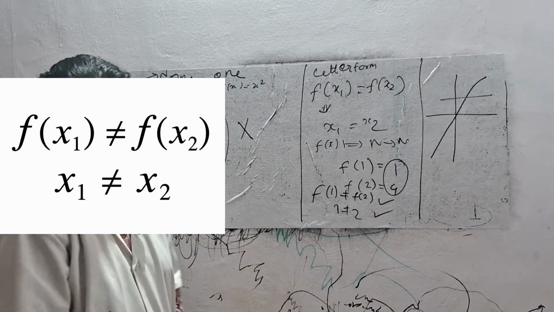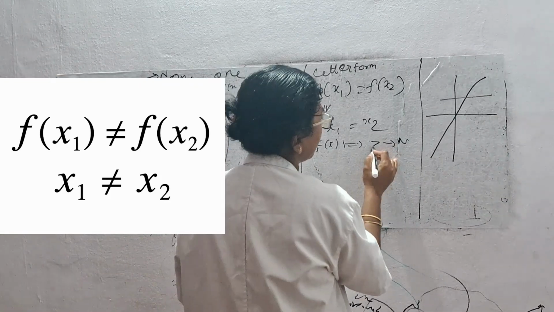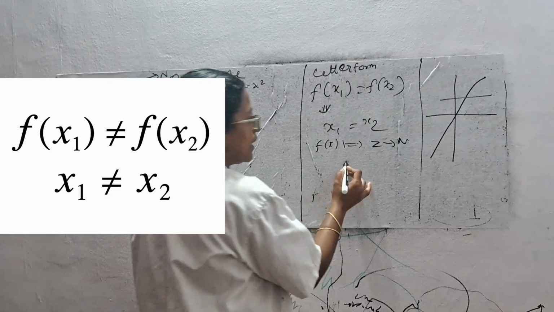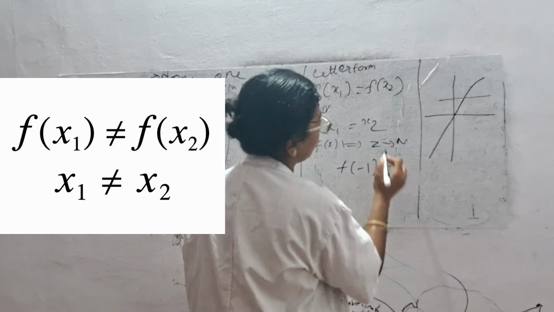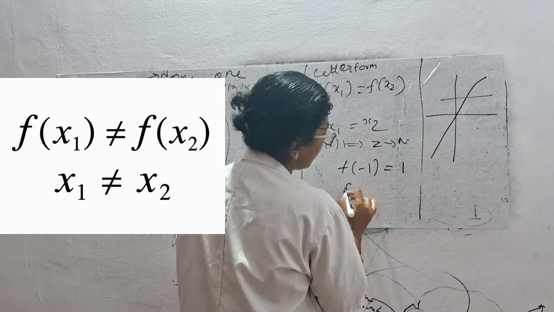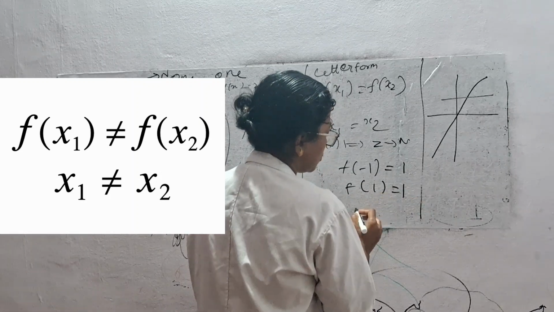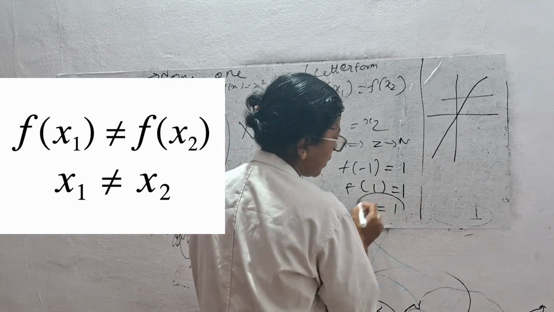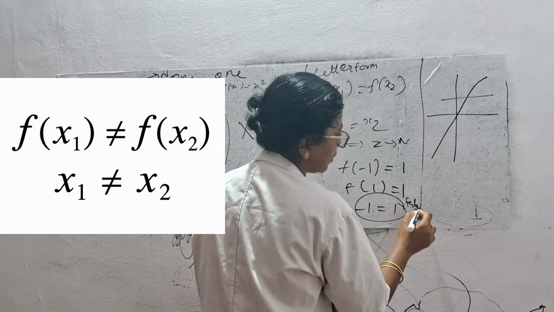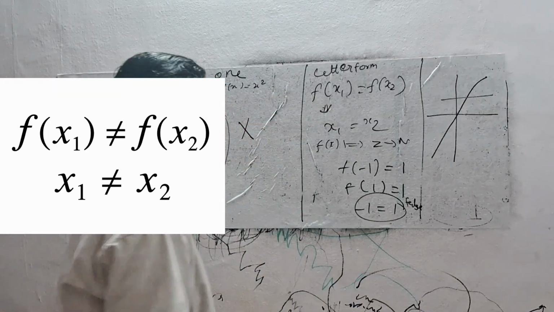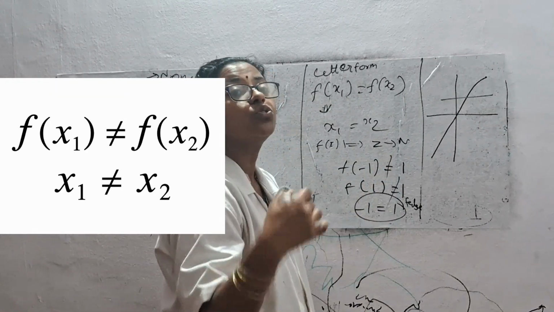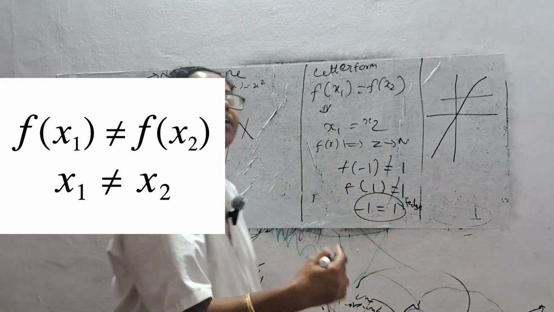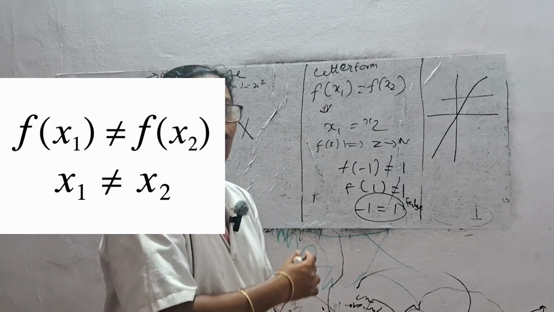Another method: taking integers, which means negative numbers. f of minus 1 is x square, which is 1. f of 1 is also 1. So minus 1 is equal to 1 is false. It is not equal, so this condition is false, so it is not one to one. Likewise, we can prove this in letter format.